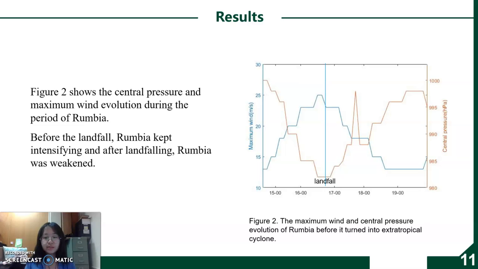Figure 2 shows the maximum wind evolution in blue line and central pressure evolution in orange line during the period of Rambia. We can see from the figure that, before landfalling, Rambia kept intensifying, and after landfalling, Rambia was weakened. The strength did not decrease rapidly. This may be a favorable condition for heavy rainfall, according to previous studies that slowly decaying tropical cyclones can produce larger rain rates.